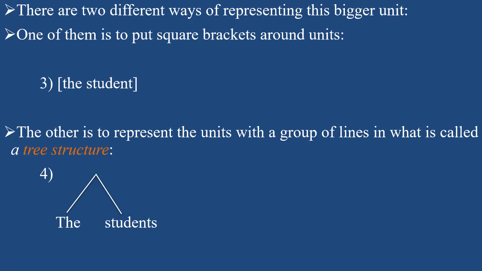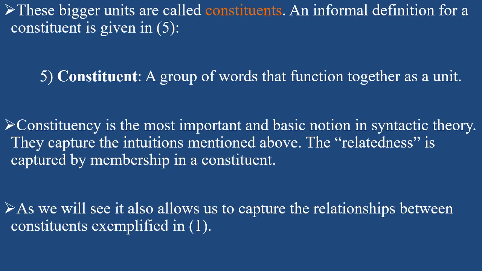One way is to use square brackets around them. Like in 3, we have this student, so we have the square brackets to show that this phrase is one constituent. Okay, this student is one constituent, one unit. And then the other is to represent the units with a group of lines in what is called a tree structure. So we either use square brackets, like in 3, or we use a tree structure. The student, showing that the and student both form something, for example, a noun phrase. Okay, they both form a noun phrase.